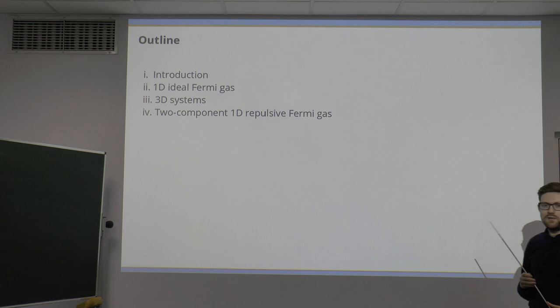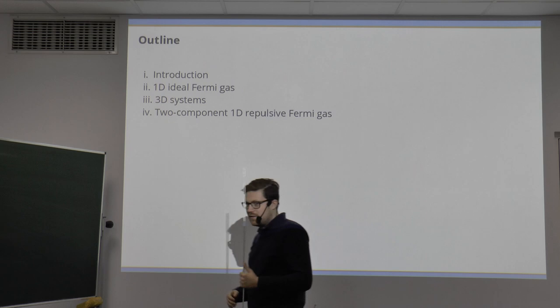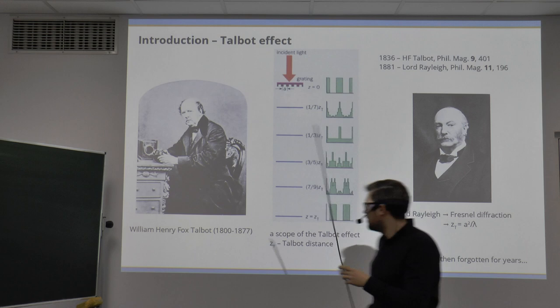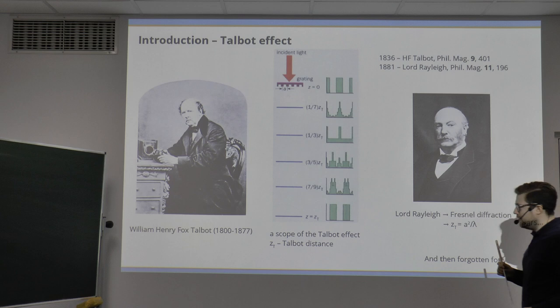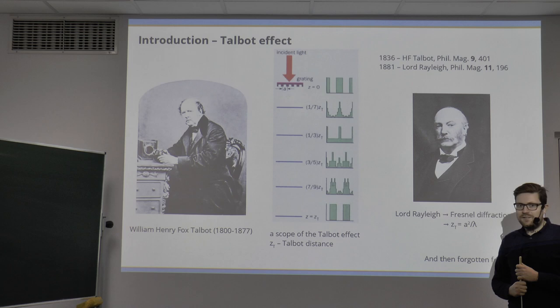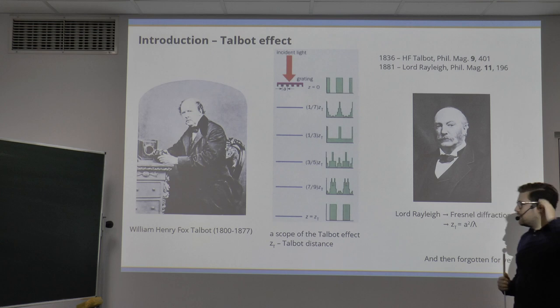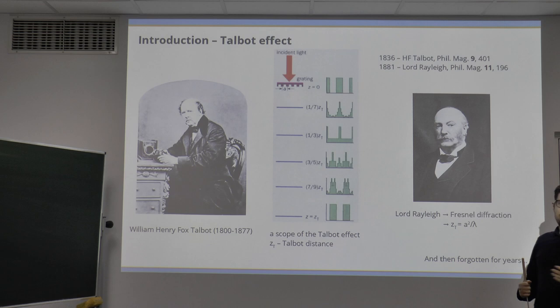So let me start with the 19th century, with the story about the Talbot effect and this guy, William Henry Fox Talbot, who was not a physicist. He was everything that all of us would like to be if we were a man in the 19th century with a lot of money. He was a philanthropist, a mathematician, a linguist, a traveler and all this stuff. But he is most well known as a father of modern photography, along with the Frenchman Daguerre.